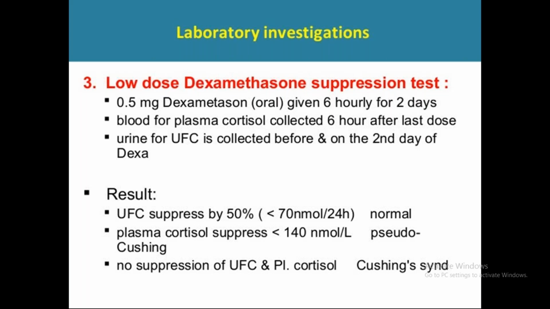And in pseudo Cushing's, you can see less than 140 nanomoles per liter, and in Cushing syndrome, no suppression. So the levels are still maintained. Whatever low dose of dexamethasone we are giving is not able to suppress the adrenocorticotropic hormone from driving the release of adrenal cortical hormone. That's why the plasma cortisol and urinary free cortisol levels are maintained with no suppression, and the levels are very high in Cushing syndrome.